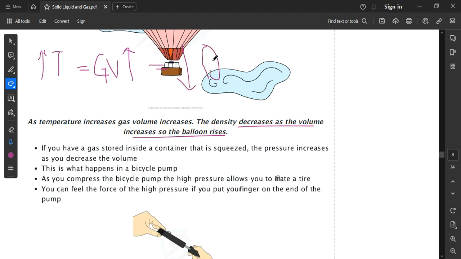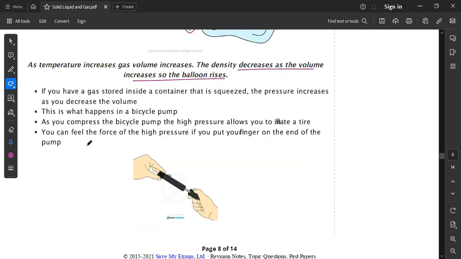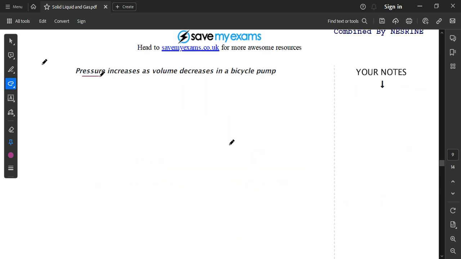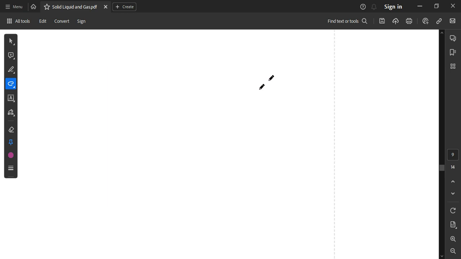Density decreases. If you have a gas stored inside a container that is squeezed, the pressure increases as you decrease the volume. This is what happens in a bicycle pump. As you compress the bicycle pump, the high pressure allows you to inflate the tire. You can feel the force of the high pressure if you put your finger on the end of the pump. This is the bicycle pump, and pressure increases as volume decreases in a bicycle pump.